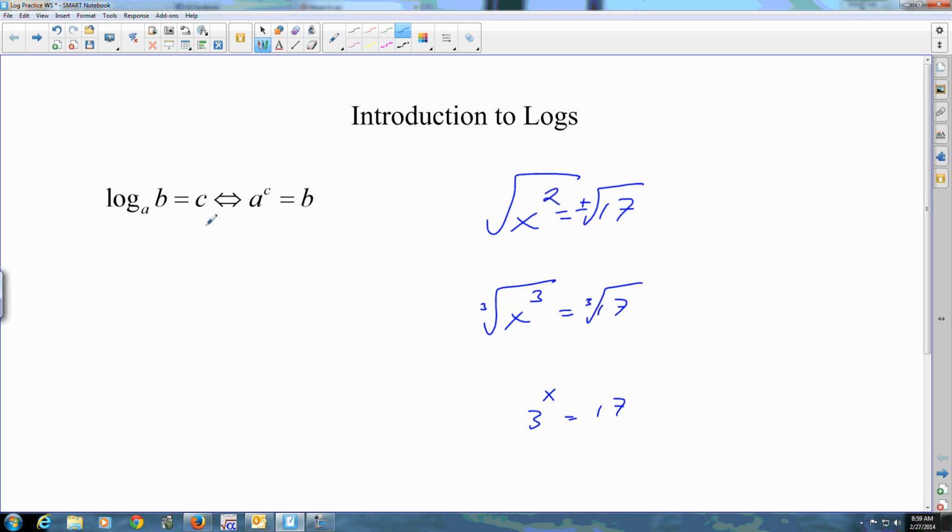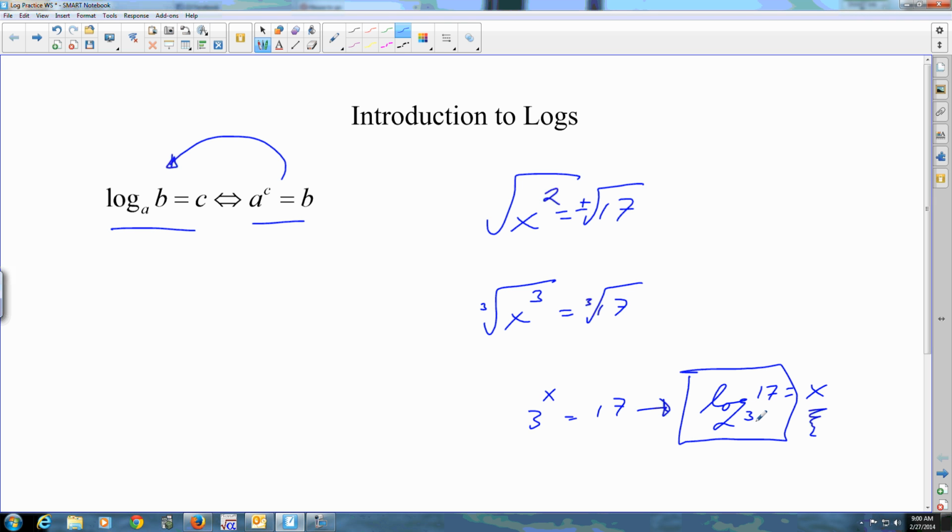Well, if you translate it from this format into a logarithm, it will solve for the variable. So this is exactly the same as log base 3 of 17 is x. It's solved for the variable. This wants to know, what's the exponent on 3 that gives you 17? So does this. 3 to what power is 17? That's what this says. 3 to what power is 17?